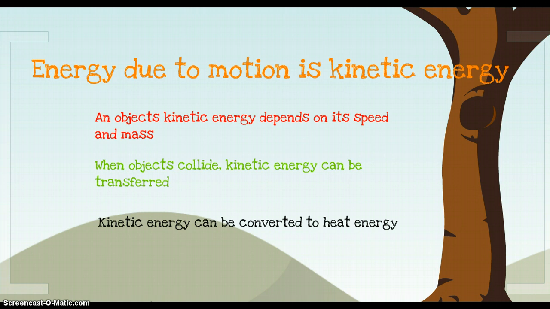Now you can have a really small object that has a lot of kinetic energy. Imagine a baseball after it gets hit by someone. That baseball could be traveling 100 miles per hour. Even though it's a small ball with a very little amount of mass, that still has the ability to cause a ton of change. When objects collide, kinetic energy can be transferred.